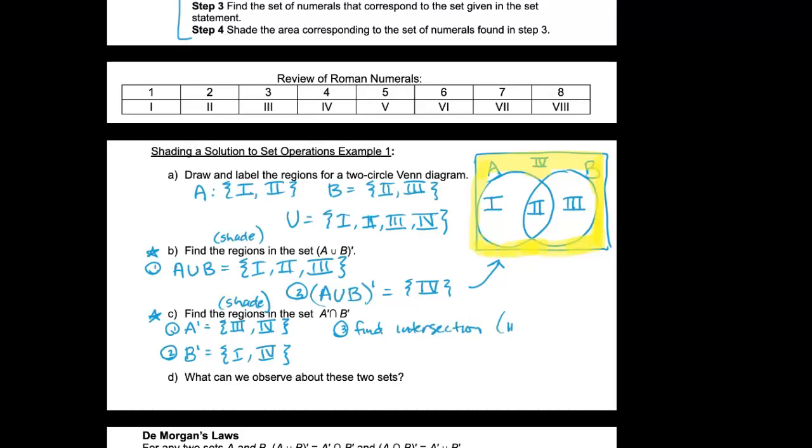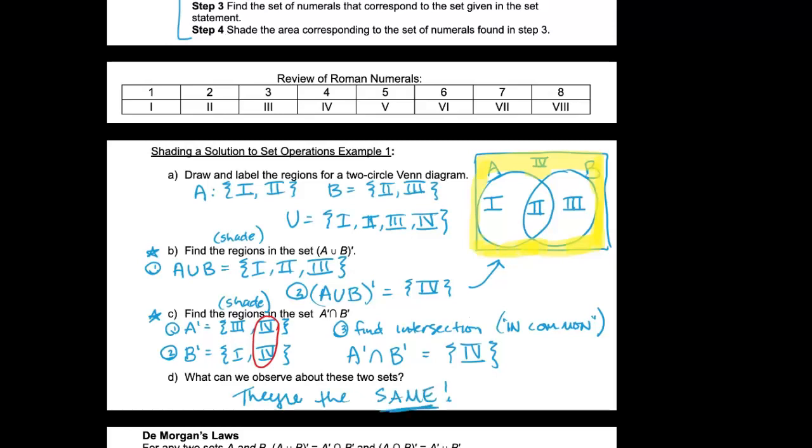Then step 3 is to find the intersection. Remember, the phrase we want to think of here is "in common." What do those sets have in common? Well, if we look here, they both have 4 in common. So our answer is going to be region 4. If I shade it, you can see it actually produces the same picture as above. So part D asks, what can we observe about these two sets? They're the same.